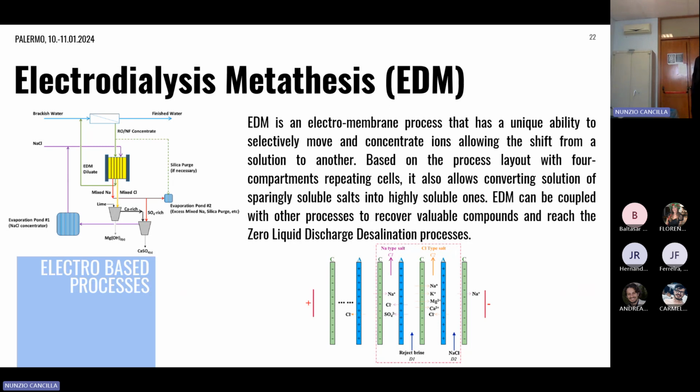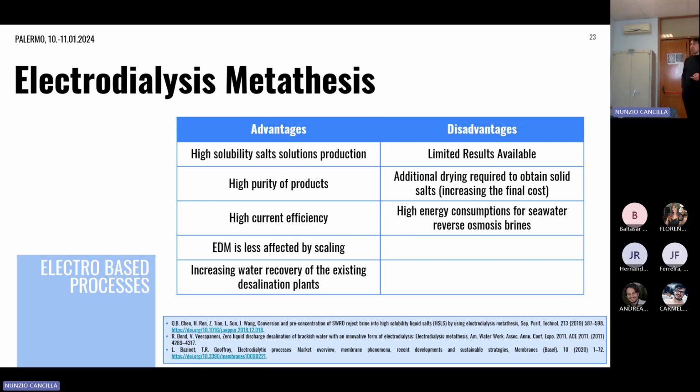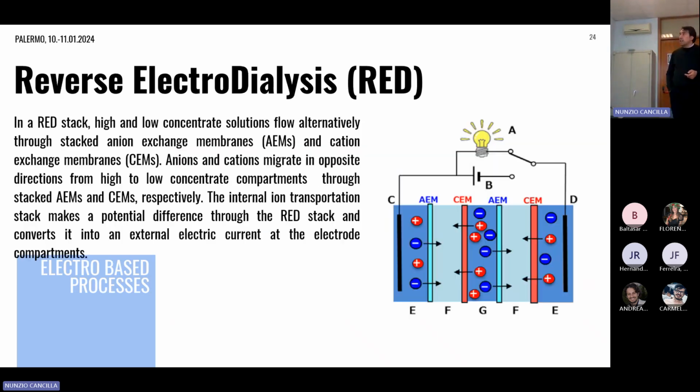Electrodialysis metathesis was mentioned a moment ago in the previous presentation by Angel, and of course, it's a special electrodialysis process that has a special capability to concentrate ions in such a way that these ions will shift from one solution to another, and then you can, of course, get specific solutions with some specific ions. And of course, you can increase concentration in a significant way. We may have, among the disadvantages, high energy consumption, but as advantages, we may have high purity of products and high current efficiency. And of course, it is less affected by scaling.